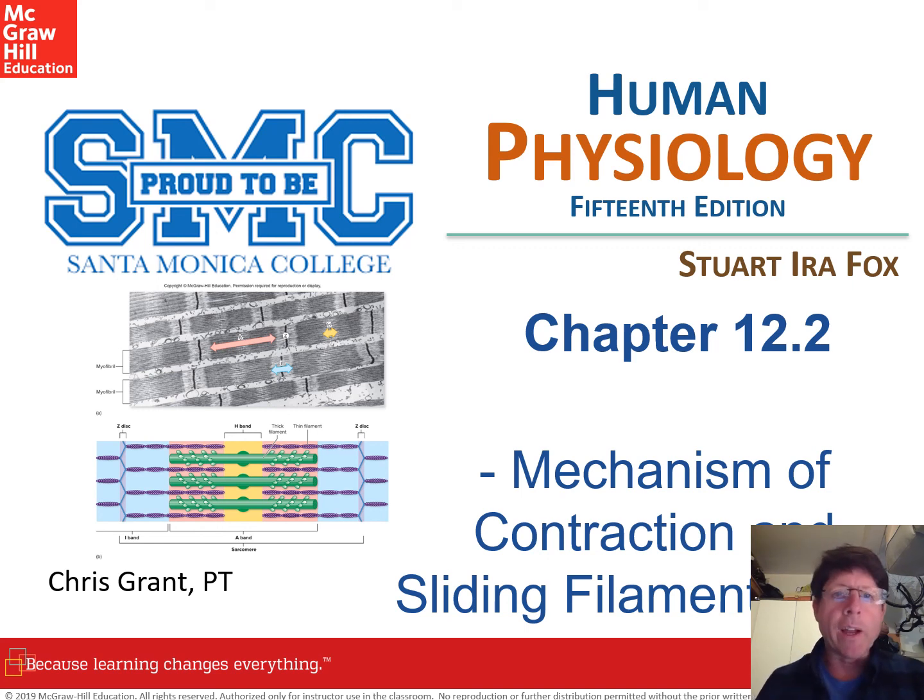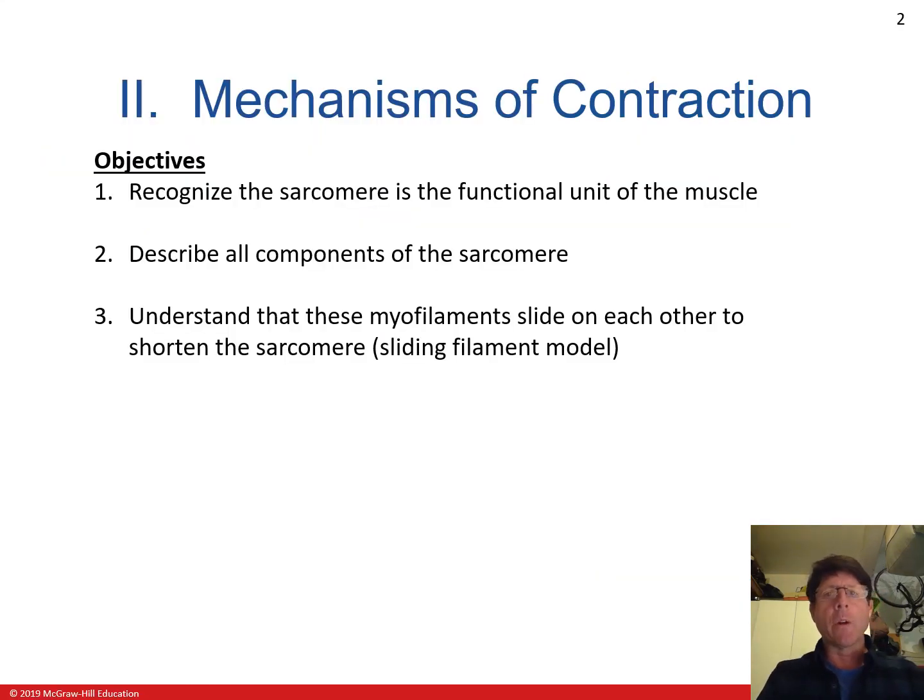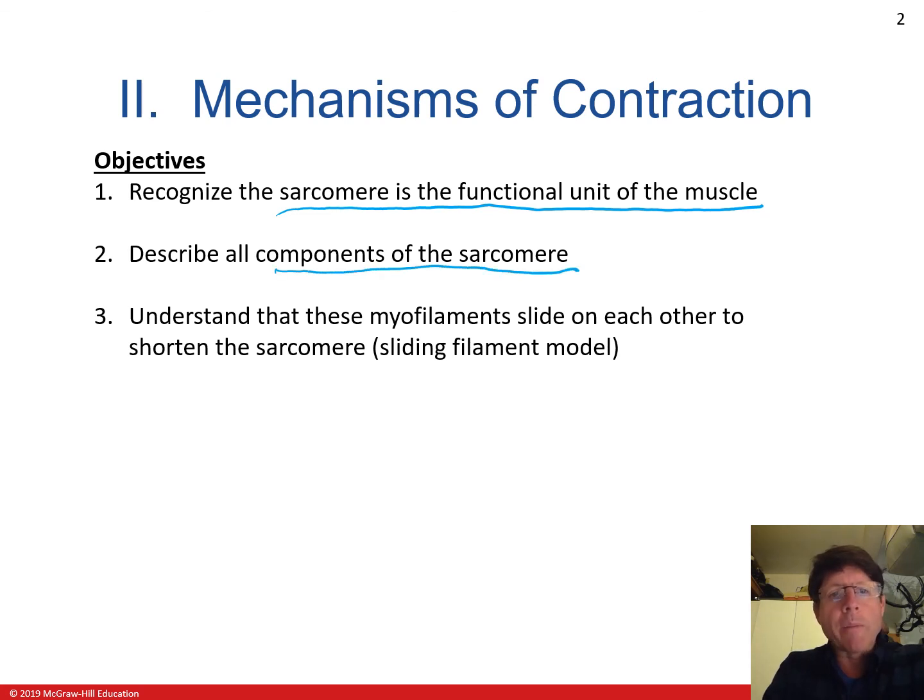Okay, now that you understand the architecture of the muscle, we're going to start looking at how this thing can actually contract. So in this section, I want you to recognize three things. One is that the sarcomere is going to be the functional unit of this muscle. That's going to be the contracting part of the muscle. We're going to look at all the components of that sarcomere and then understand how these components, especially the myofilaments, slide on each other, and we call that the sliding filament model.